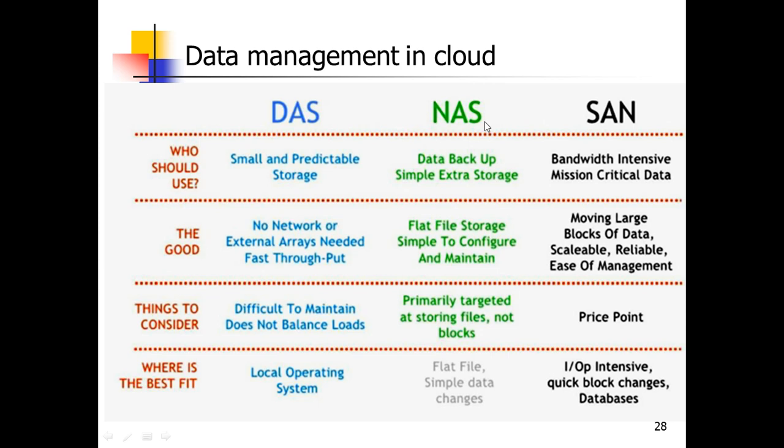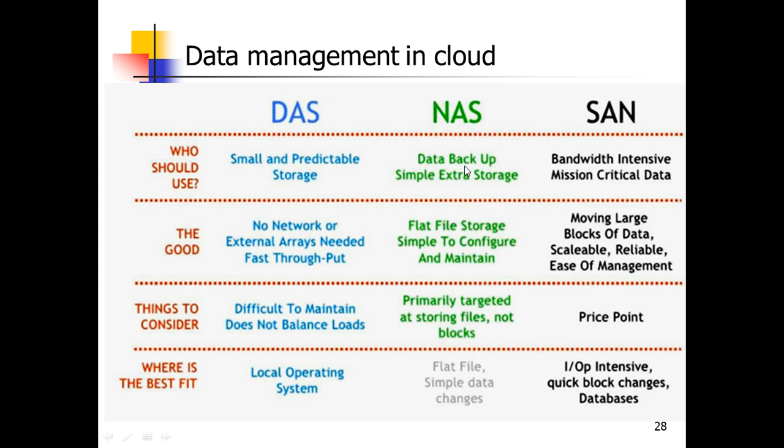Data management in cloud. We already talked about some of those data management schemes: DAS, NAS, and SAN. DAS is direct attached storage, NAS is network attached storage, SAN is storage area network. When should we use them? If you are a small organization or an individual, you can use DAS. If you require only one device to be networked with a number of other systems, you can use NAS. If you have data which you need to move to and fro very frequently and very fast, then you should use SAN.